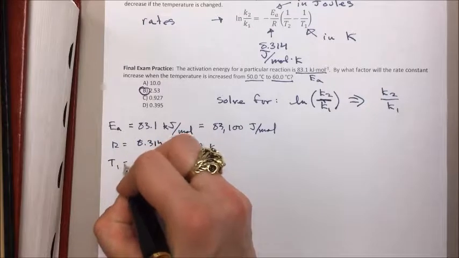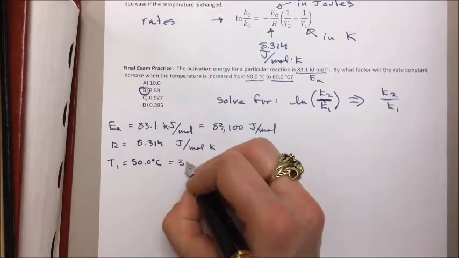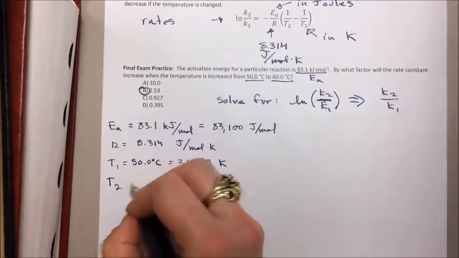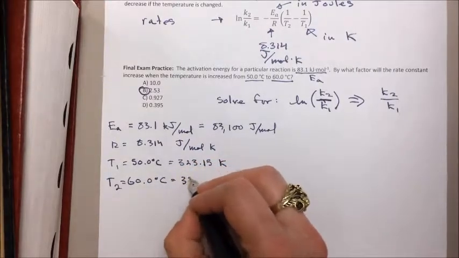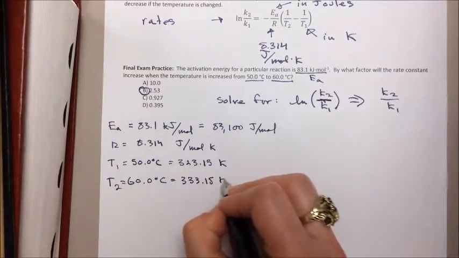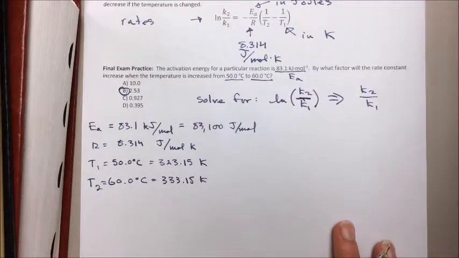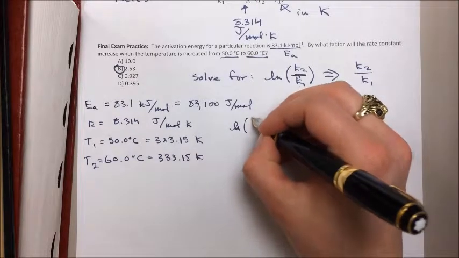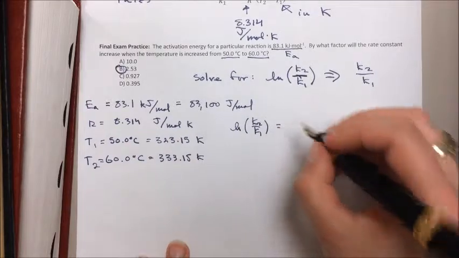Our T sub 1 is 50 degrees Celsius or 323.15 Kelvin. T2 is 60 degrees Celsius or 333.15 Kelvin. All we have to do now is plug everything in and crunch our numbers, which we will do.